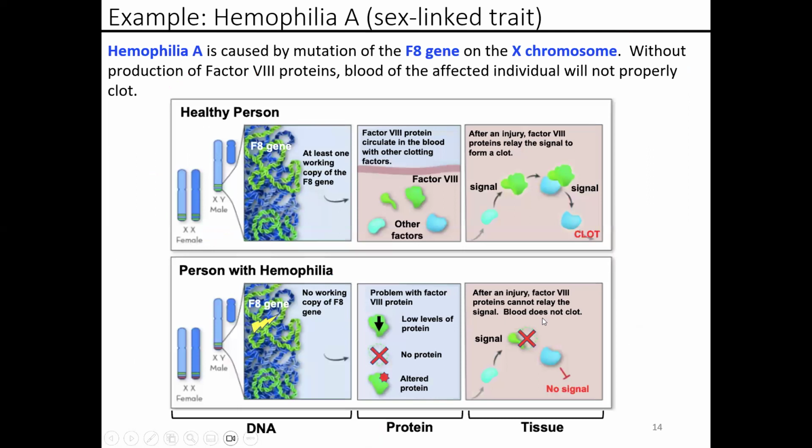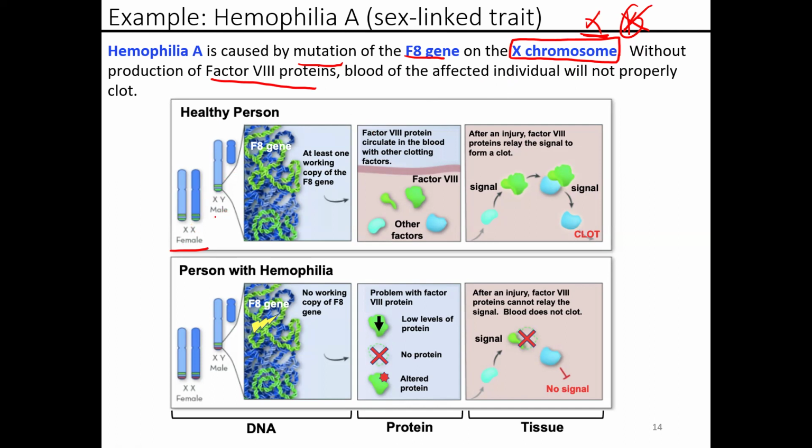So let's look at an example of hemophilia, which is a sex-linked trait. Hemophilia is caused by a mutation of the F8 gene on that specific X chromosome, so it's only following the X. It is not going to be on the Y because it's linked to, or following, just that specific X chromosome. Without proper factor VIII protein, the blood of the affected individual will not properly clot. You can see over here that if this was a female, we have XY.